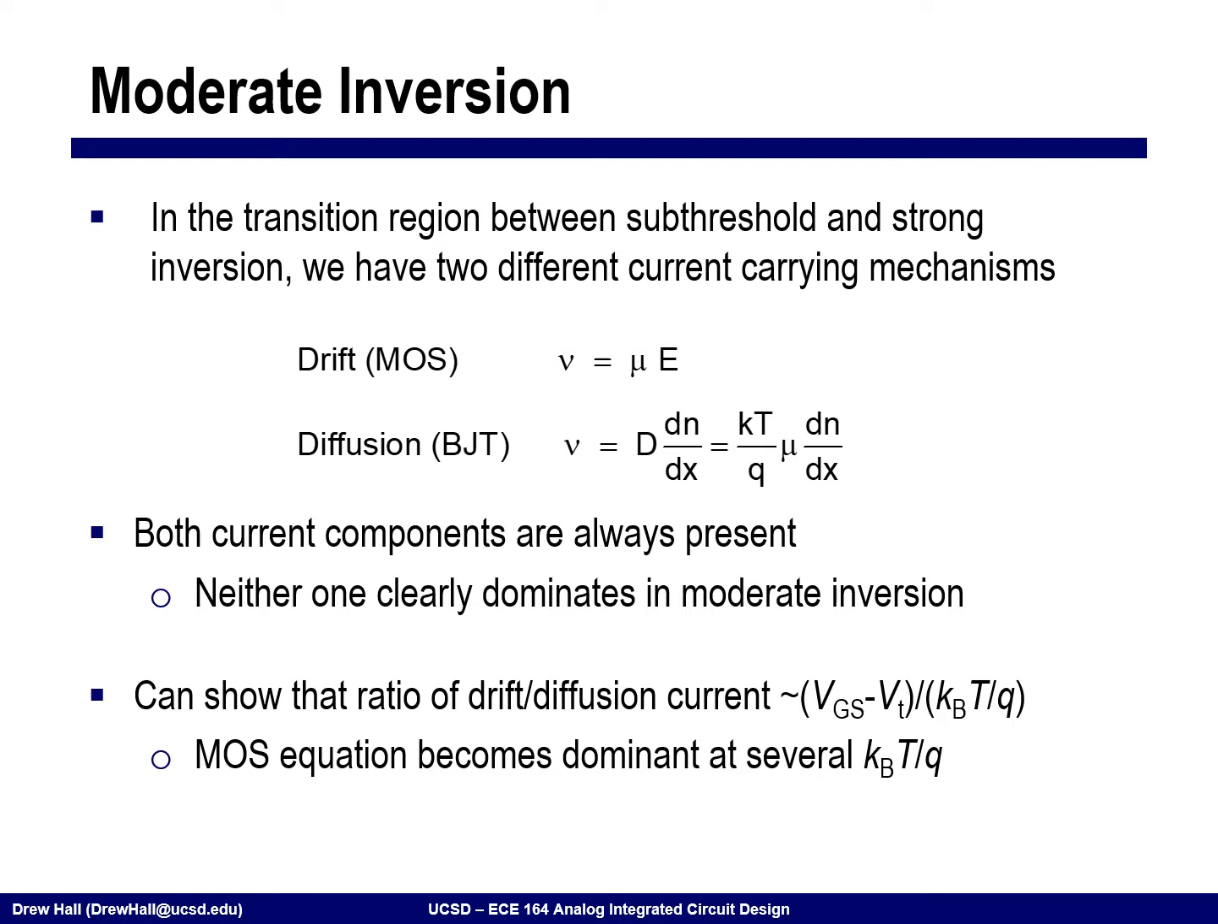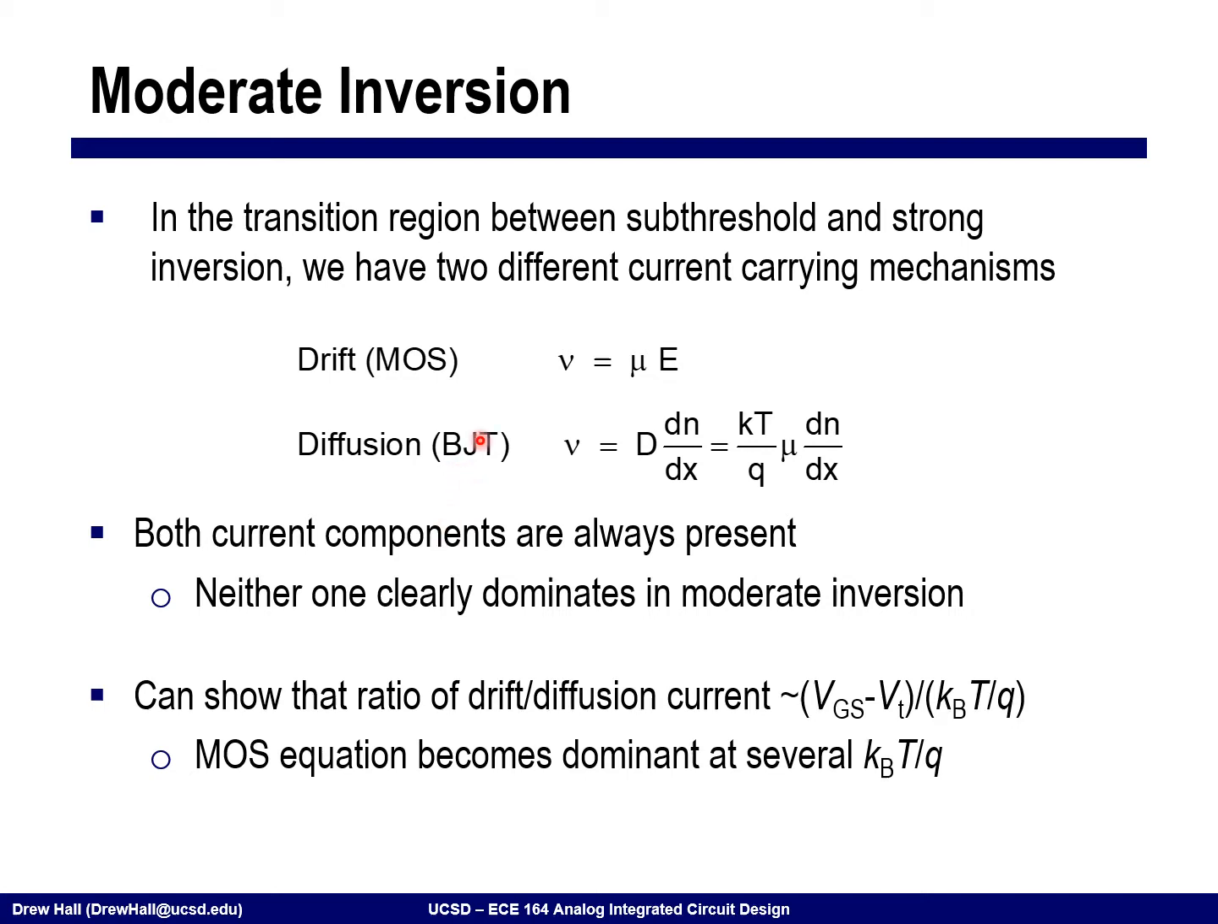Now, once we move to moderate inversion, this is where things are interesting. And they're interesting because there are two different current carrying mechanisms happening. A MOSFET is primarily a drift-based device. That is, the carrier velocity is proportional to the mobility and the electric field, whereas a BJT is primarily a diffusion-based device, and so it's proportional to the concentration gradient of these carriers.